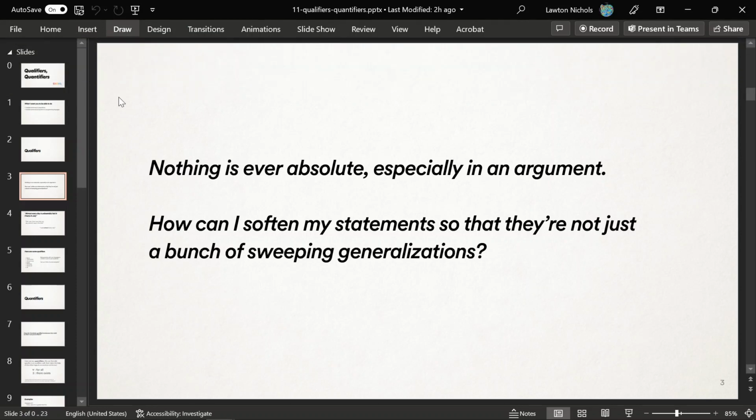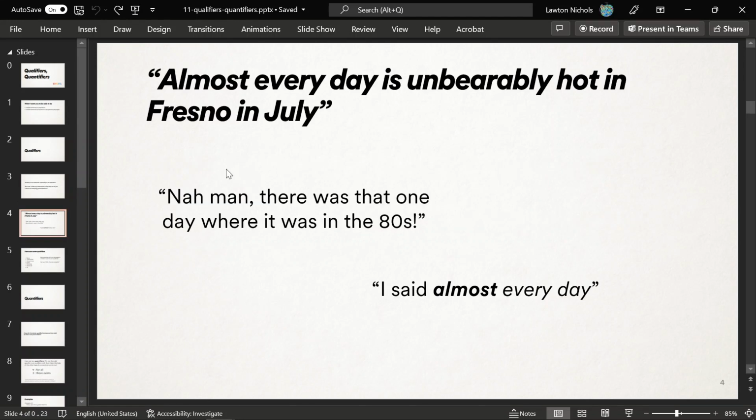When we're arguing something, we're never really dealing in absolutes. It's like sometimes this is true, but in this other universe, this other thing could be true. It's not always the case that the thing you're trying to argue is always the best, right? There's usually some kind of qualification along with the argument. So let's try and answer this question. How can we soften our statements when we're making arguments so that they're not just a bunch of generalizations saying that this thing is always true, which is usually never the case? Let's see how we can break down our arguments using qualifiers.